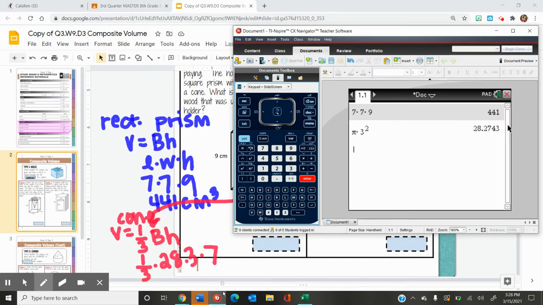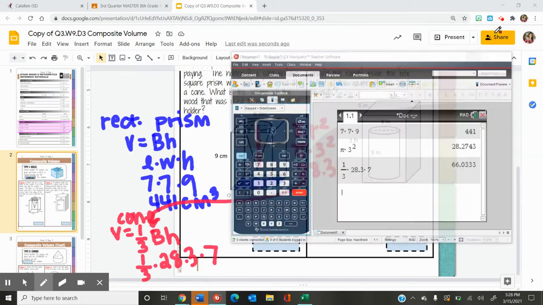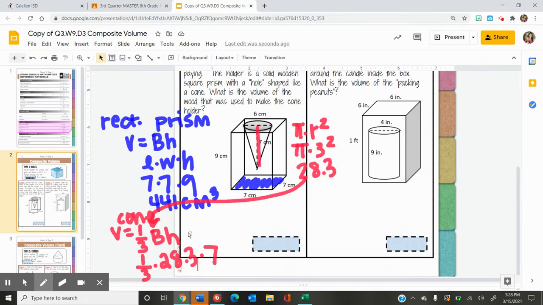So now, again, I'm going to open up my calculator. My first step is to put this fraction. I'm going to do that by pressing Control Divide. I have 1 on top, 3 on the bottom. I'm multiplying this by 28.3 times 7, and I get 66.03. So the volume of my cone is 66.03. I'm just going to leave it at 66.